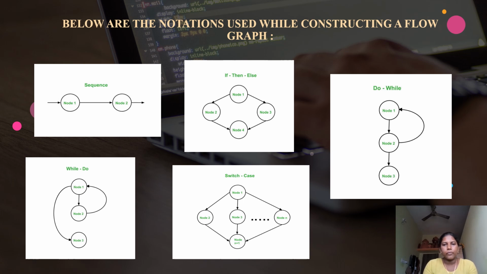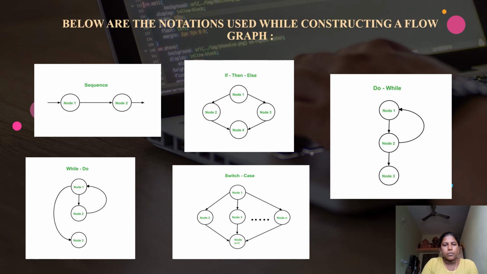And for if then else, node 1 is directed towards node 2 as well as node 3, and from node 3 and node 2 it enters node 4. So by seeing this image you can get to know how the flow graph for an if then else program is constructed, and similarly for do while, switch case and while loop.